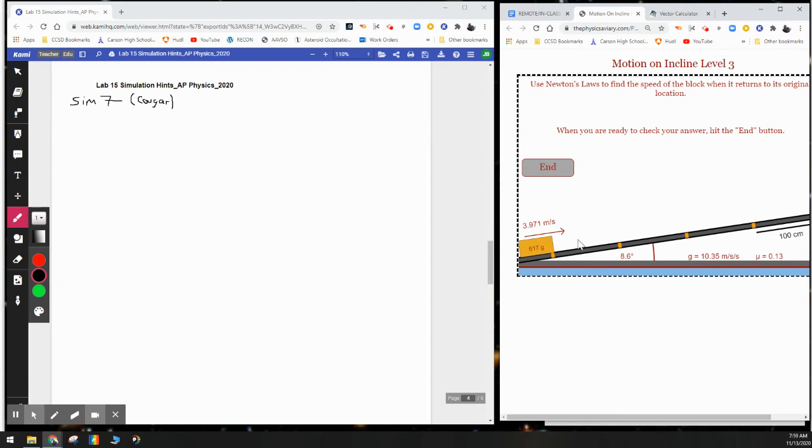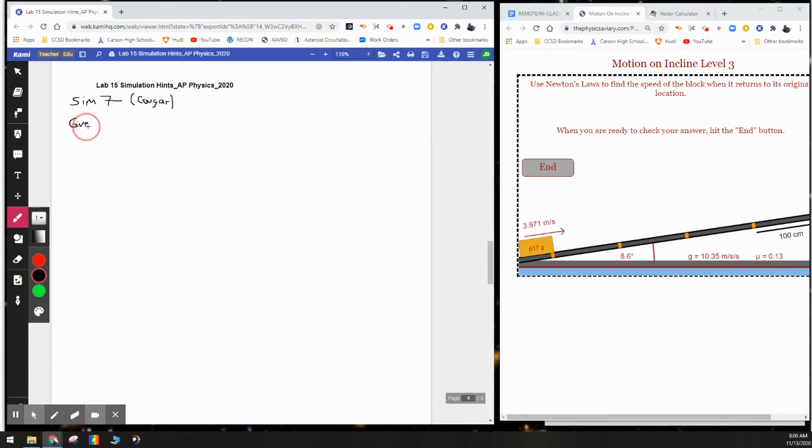So this is really a two-step problem. The first step is to figure out how far up the ramp it goes. Then the next problem is what's the final velocity down the ramp. So, two-step problem here. But first of all, let's go ahead and see what's given in this problem.